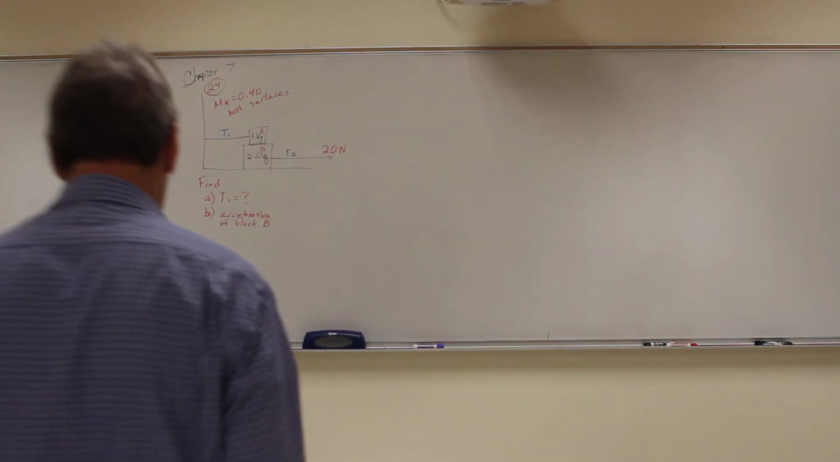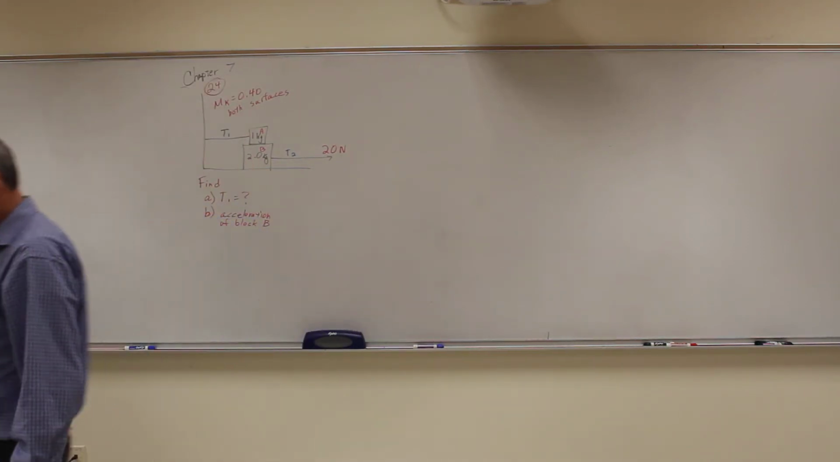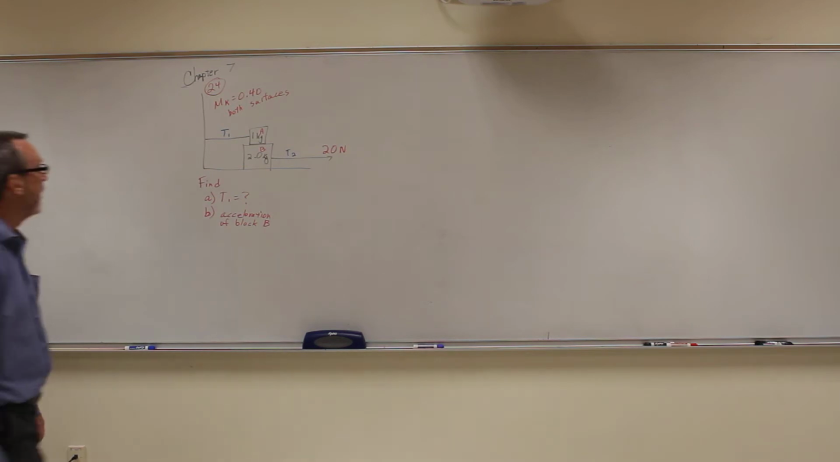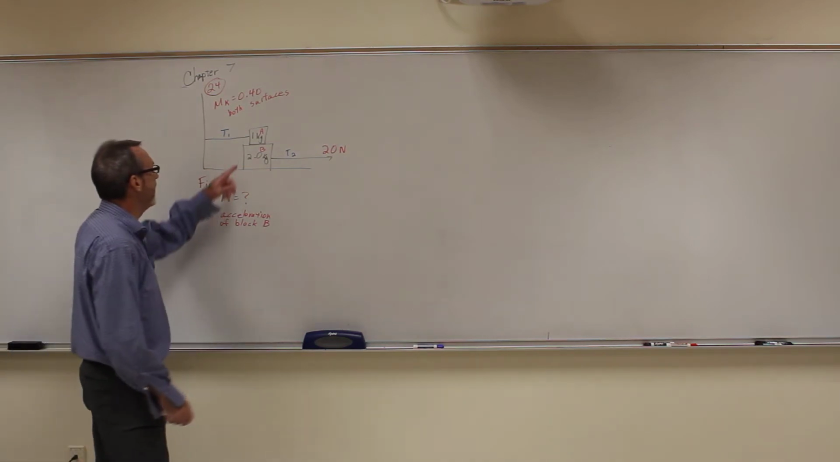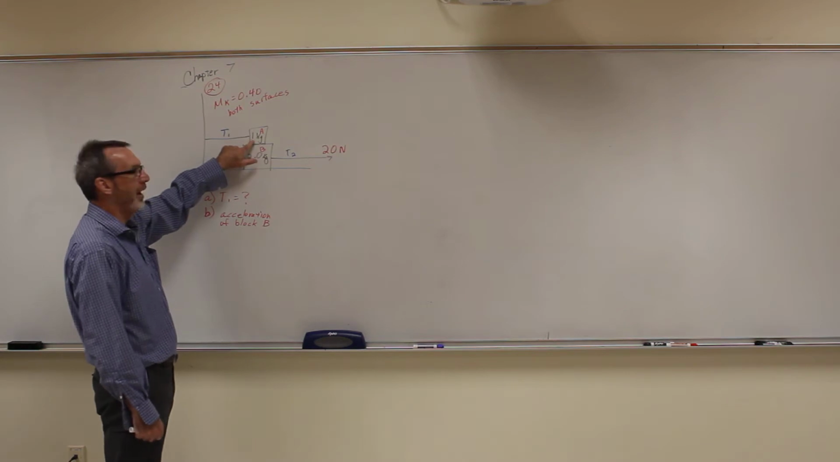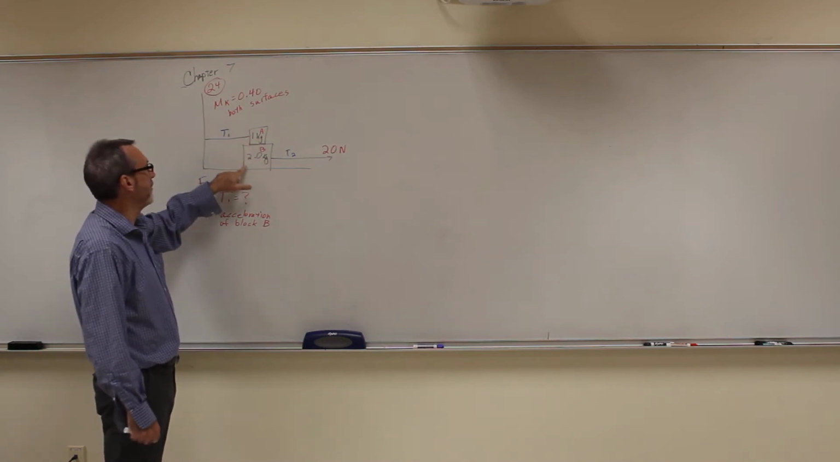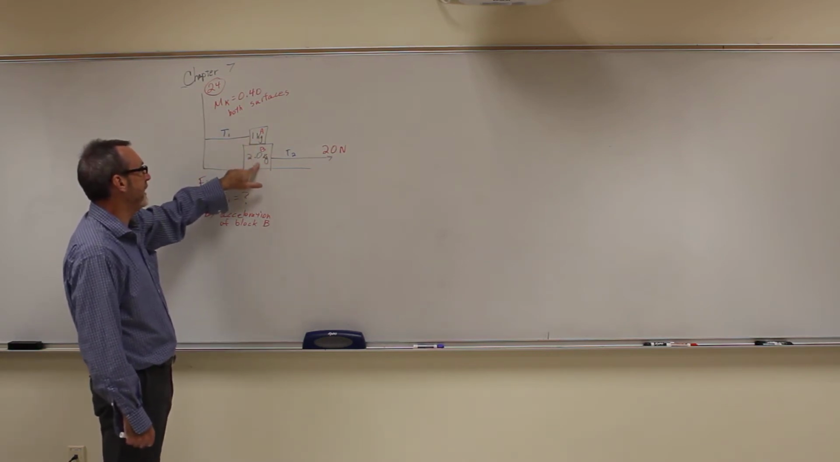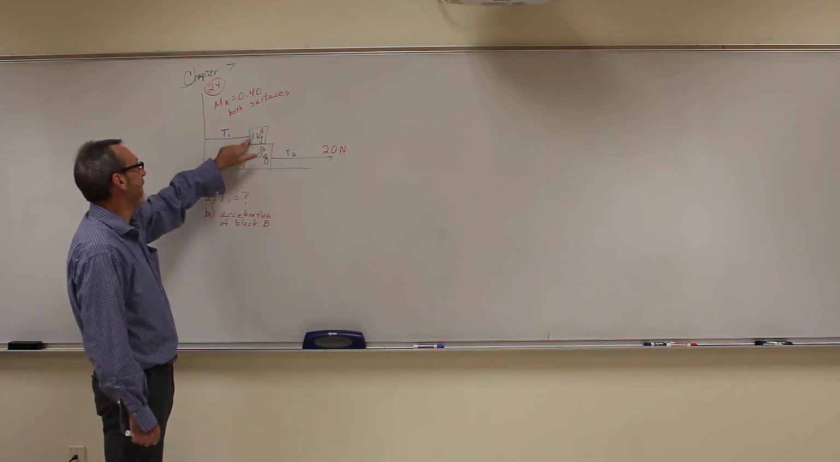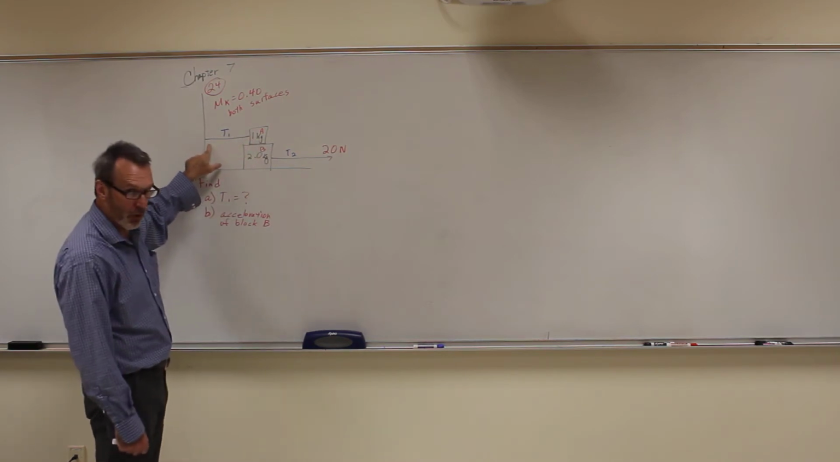This problem is number 24 in chapter 7. And we have an interesting setup here. We have a 1 kilogram block, we're going to call block A, sitting on top of a 2 kilogram block, we're going to call block B. The 1 kilogram block A is actually tied to the wall with a rope.